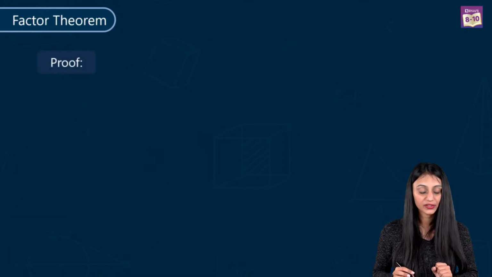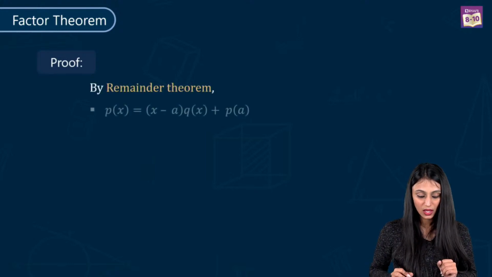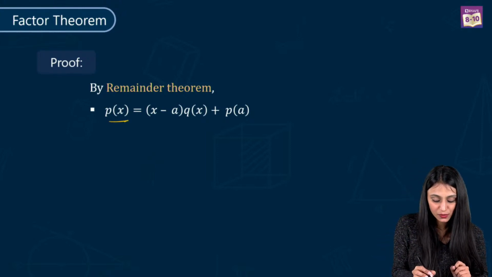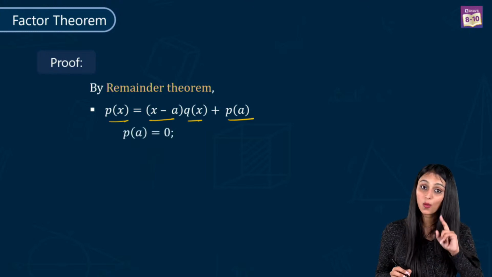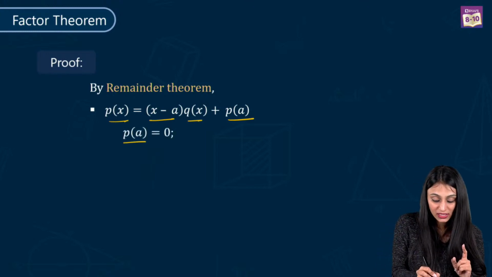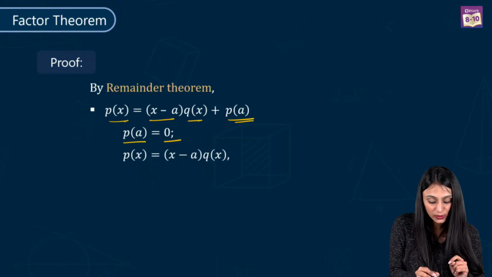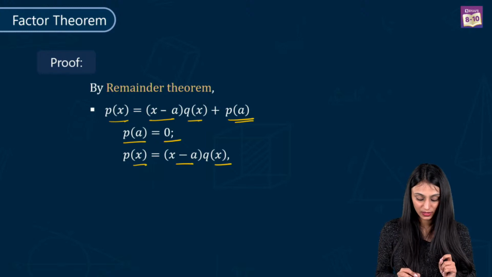So this was about factor theorem. Now let's take a look at the proof of the factor theorem. So according to remainder theorem, what we learned, the mathematical statement says that p of x would be equal to x minus a times qx plus pa, right? Now, when the remainder is 0, that means P of A is 0. So, I can say that here this is 0. So, that would be equal to Px is equal to x minus A times Qx, right?